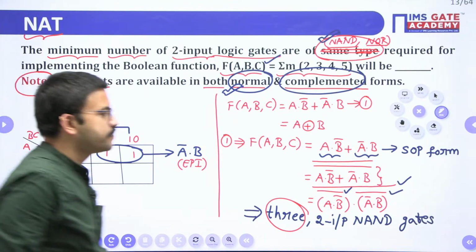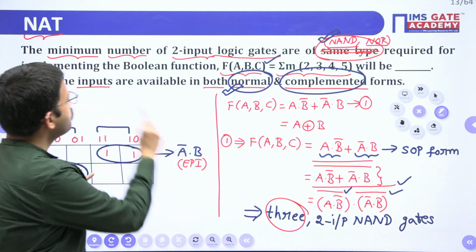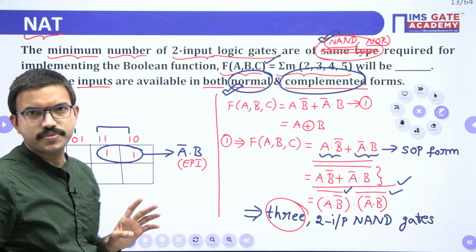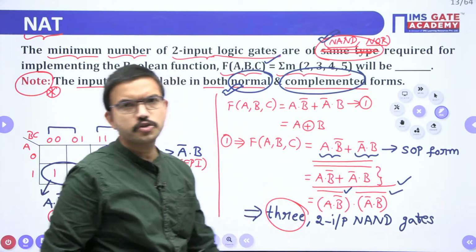Yes, Saptak, that answer is correct provided the inputs are in normal form. Only normal inputs are available. In that case, you require 4 2-input NAND gates. Correct.